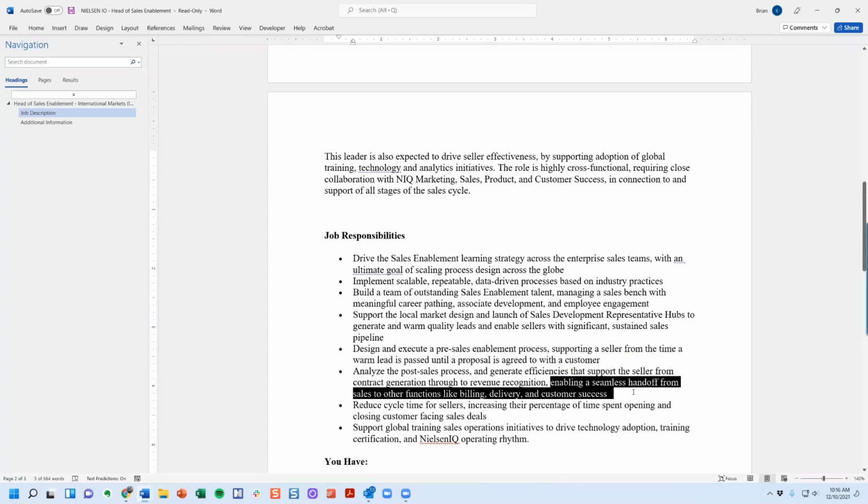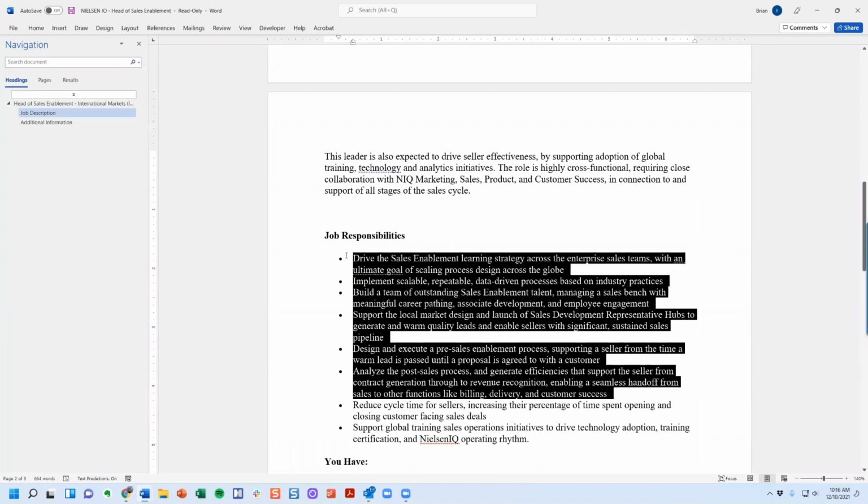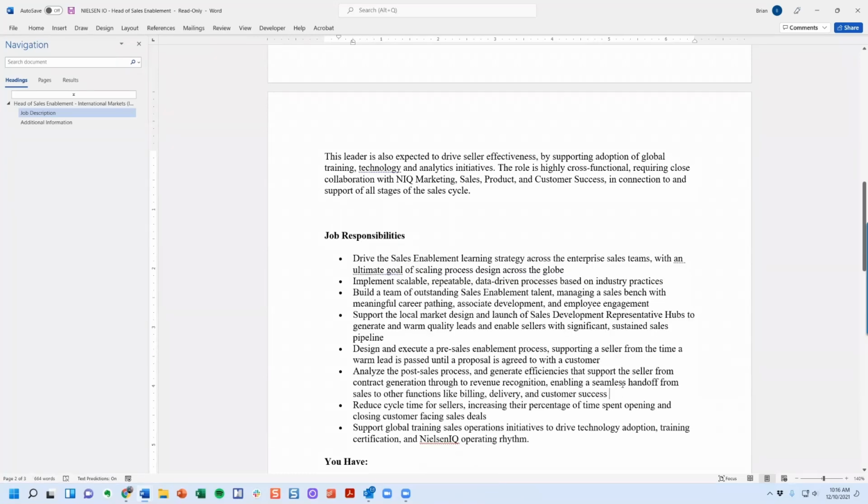How would you enable a seamless handoff from sales to other functions? What does it mean to enable a seamless handoff? Again, you cannot control salespeople. You cannot make them do things. They'll follow the enablement path if you make it simple and easy. That means you have to do the work for them. So this is a lot of process work. You want to have somebody that's doing Six Sigma process work. This is a lot of organizational enablement with some talent enablement in it.